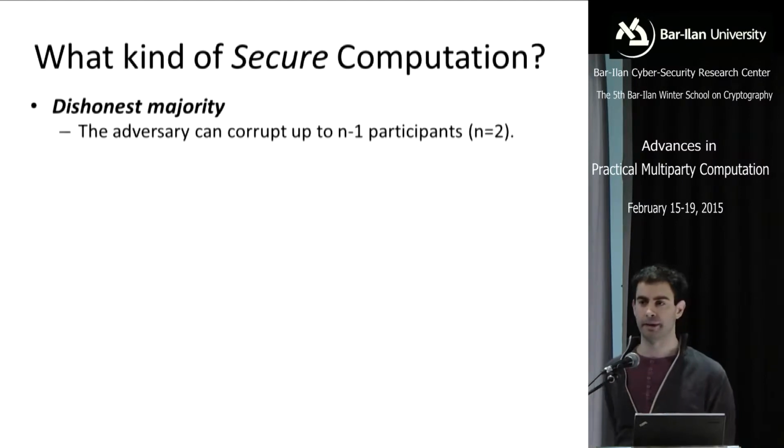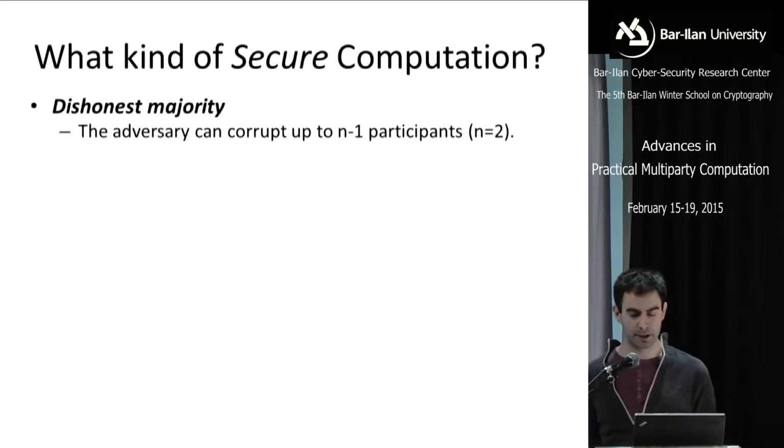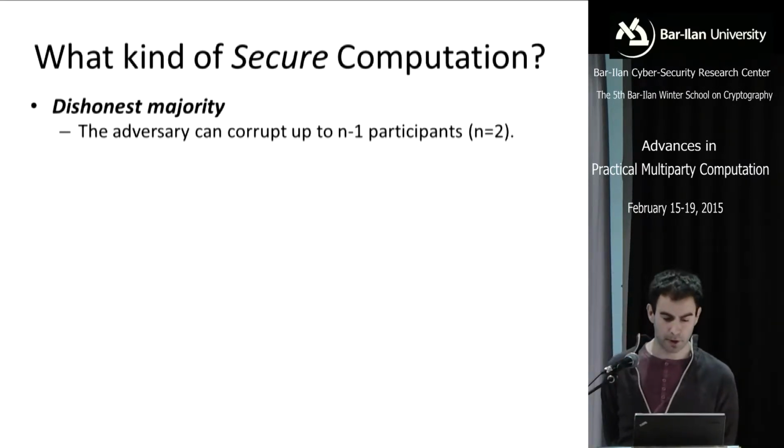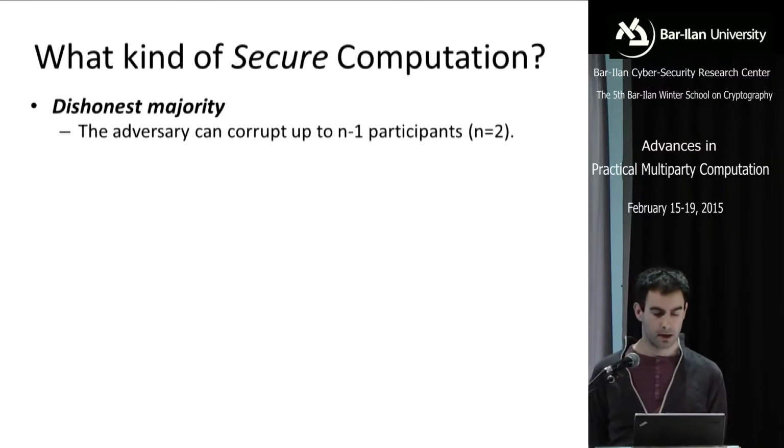The first thing is that I'm going to talk only about dishonest majority. This, I guess, is the focus of the school. There wasn't really anything about honest majority, but let me stress it again. All of the protocols here will be secure even if the adversary can corrupt up to n-1 participants. And I'm going to focus on the case of two parties where the adversary corrupts one.